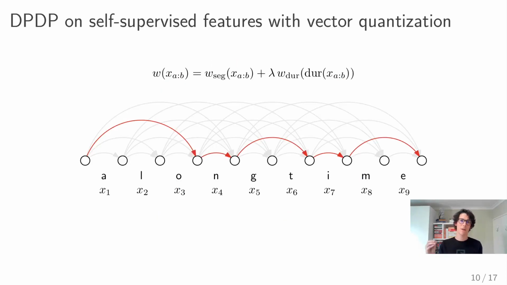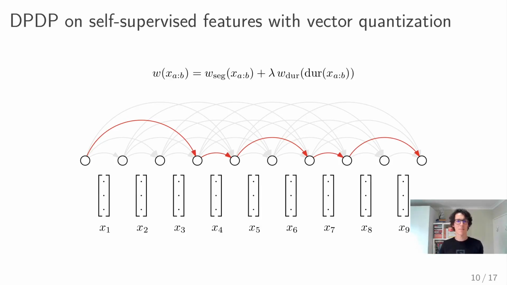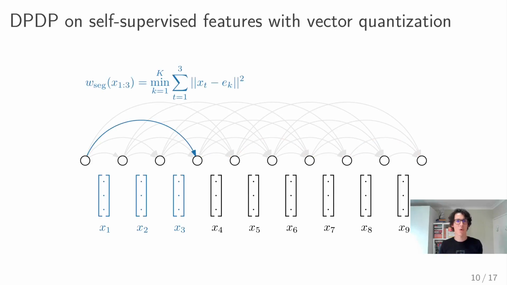So we've again got our segment weight and our duration penalty, but here the segment weight is calculated on top of continuous features, not characters or symbols. And instead of using an AE-RNN to get the overall segment score, we're going to use the sum of the square distances to the code to which that segment is assigned. And if you do this, then again we can solve this problem using DPDP.